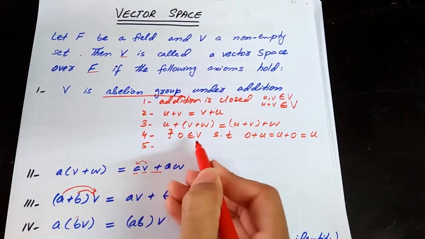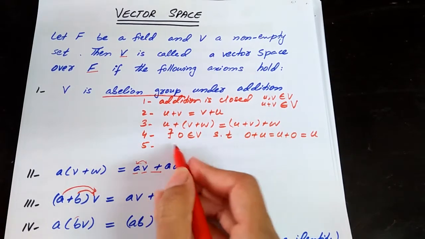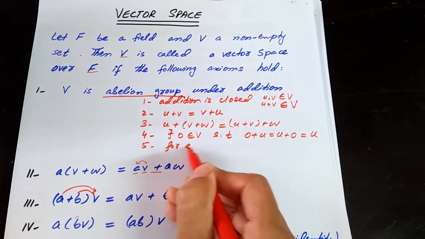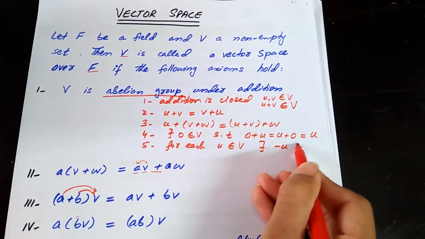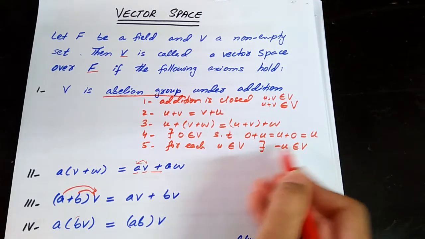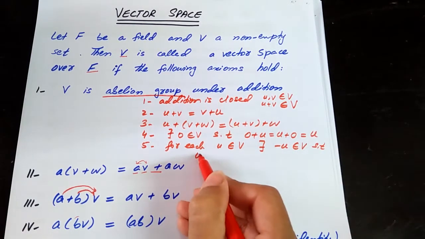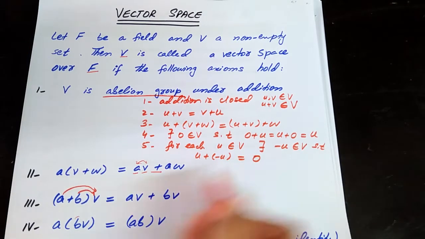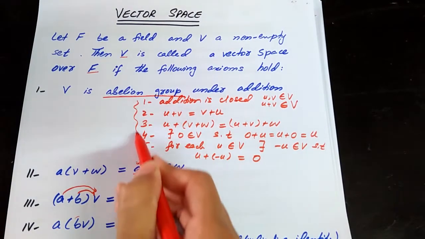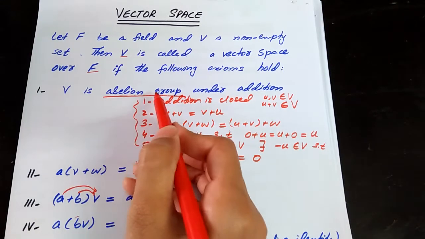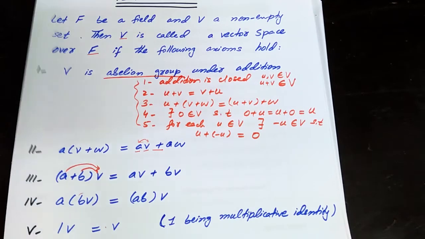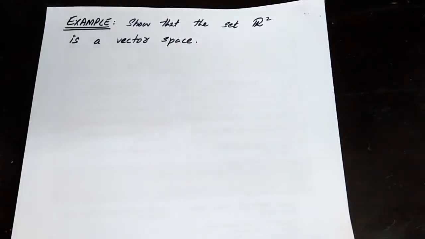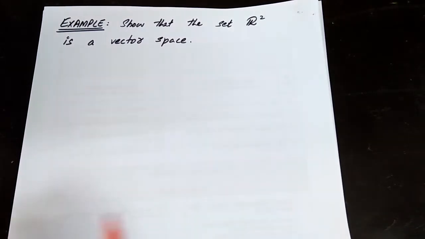The last property is the additive inverse. For each U belonging to capital V, there exists its negative in the same set, such that if you add them up, you will get 0. So if all these five axioms are satisfied, then you will say it is an abelian group and you will proceed further to the rest of the axioms. So let's move on to the example for this vector space. The example is: show that the set R2 is a vector space.